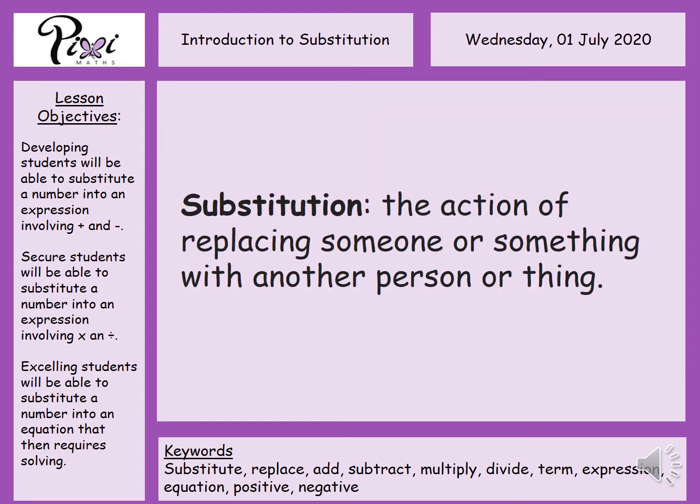Okay, so substitution, you might have heard this word in football when they replace a footballer with a different player. And you might have heard it at school if you've got a substitute teacher. It means your teacher's been replaced by someone else. And say if you had a vegetarian substitute, that is a vegetarian version of a different food. So substitution is replacing someone or something with a different person or thing. In maths, it's doing what we just did in the starter, which is replacing a letter with a number. And we're going to see how we do that.